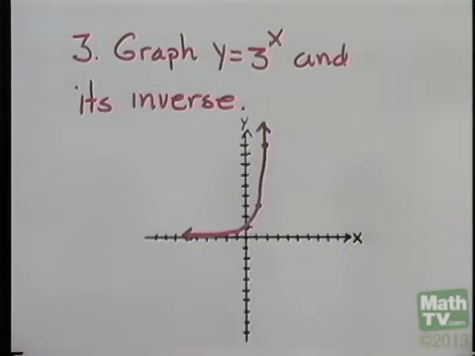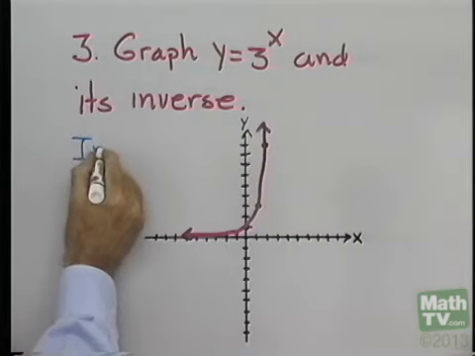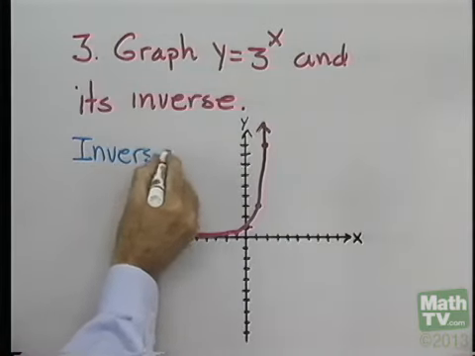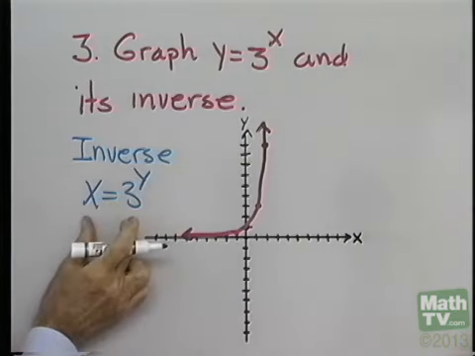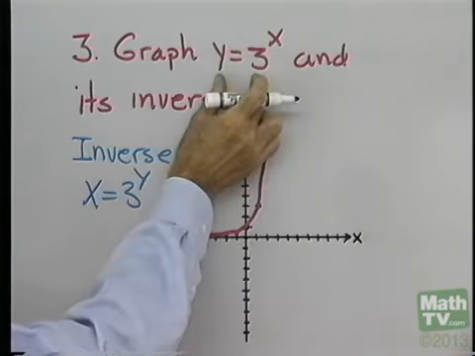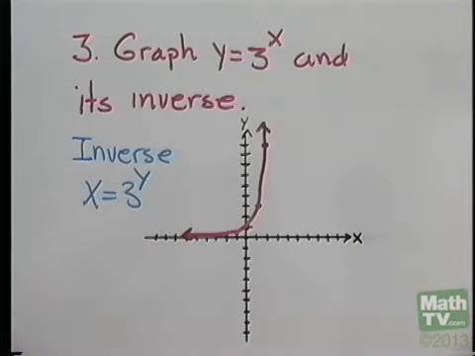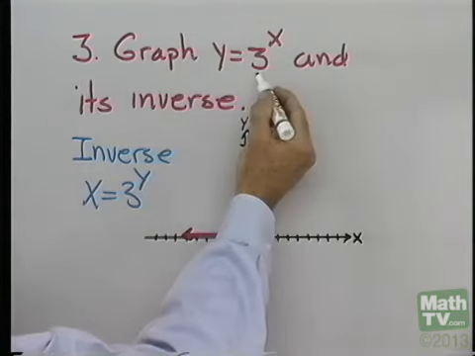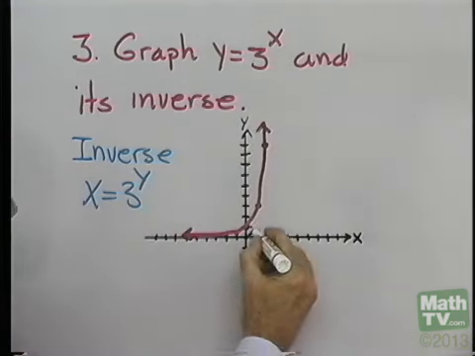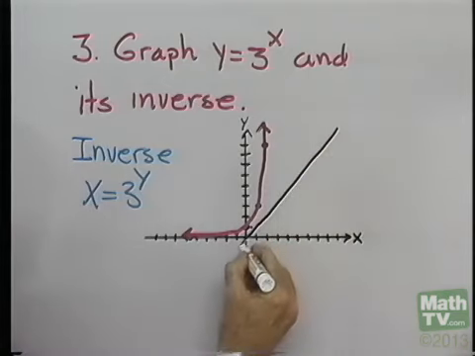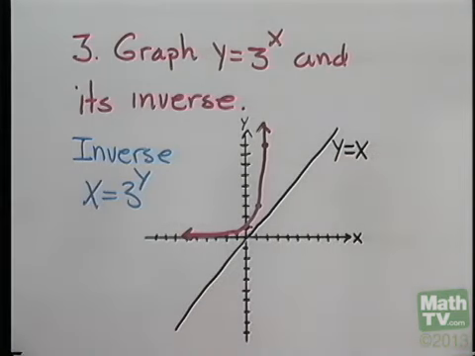Now, the equation of its inverse is x equal 3 to the y. To find the equation of the inverse from the function itself, I simply exchange x and y. Now, I could graph that myself separately, or I can use the fact that the graph of a function and its inverse have symmetry about the line y equal x. So I'll draw on the line y equal x. Looks like this. Of course, this would be much nicer on graph paper.